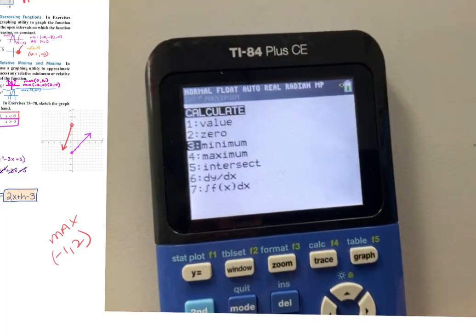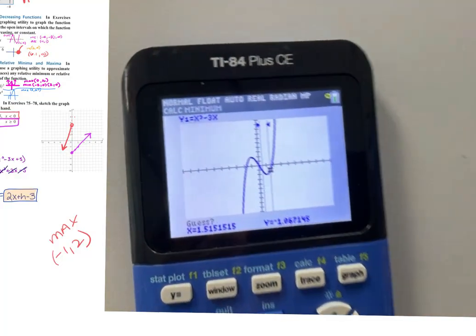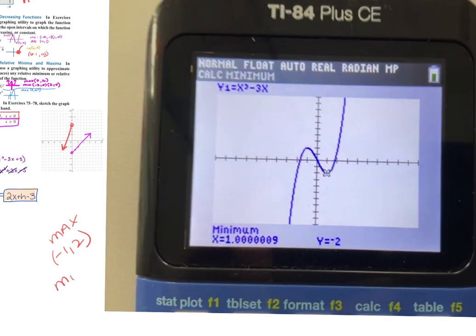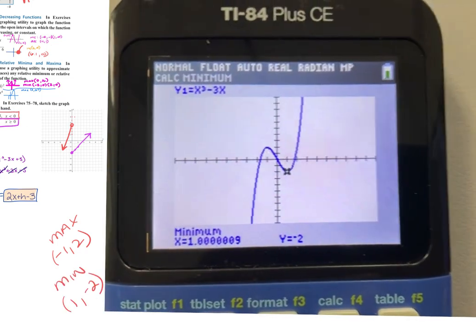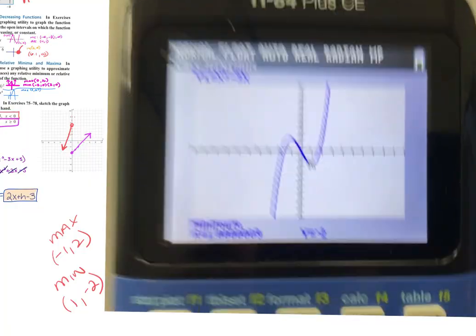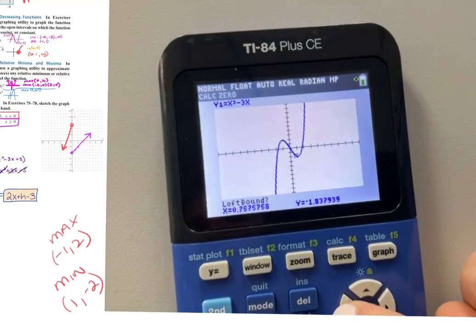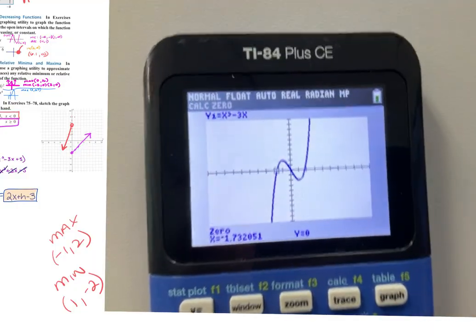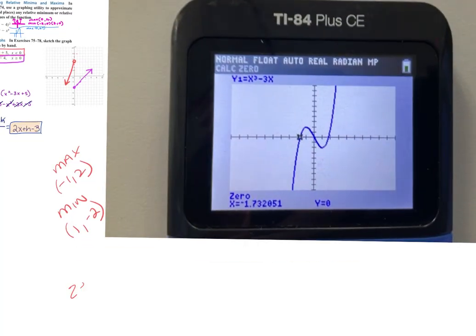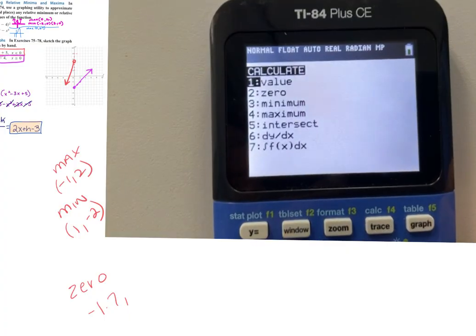And then I'm gonna repeat that for the min. So I go to min, I go left of it, I go right of it, I hit enter, and I've got a min at (1, -2). And then let's say it asks for the zeros, because it's gonna ask for all that stuff. Second trace, go to my zeros. There's 3 of them. So I'm gonna go left, I'm gonna go right, I'm gonna hit enter, and I have a 0 at -1.7. Your test is gonna tell you to round to the nearest tenth.